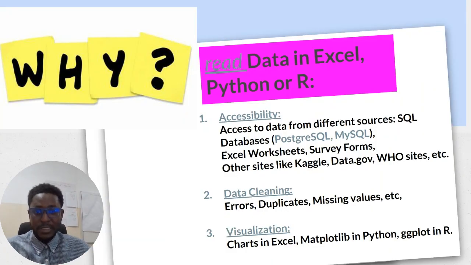Why do we read data? There are 3 points highlighted below in why to read data. Among them is accessibility, data cleaning, and then visualization. Accessibility: reading, importing, or uploading data helps us to have access to data, as we can have data from different data sources, like from SQL databases, in an Excel worksheet, or even in survey forms or other sites like Kaggle, data.gov, or World Health Organization sites. So to read data helps us to have access to this data from these different sites.